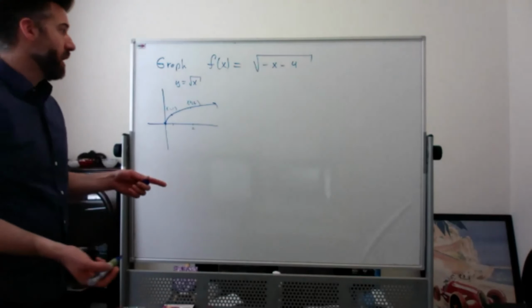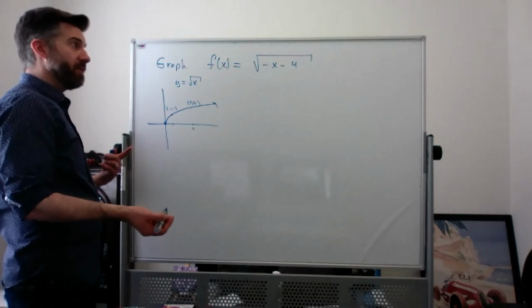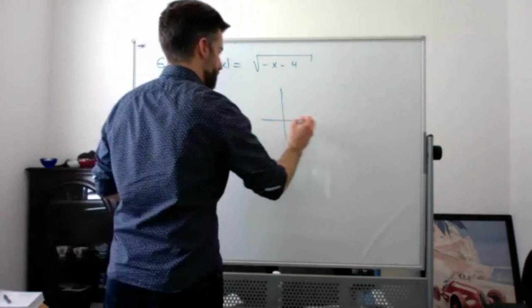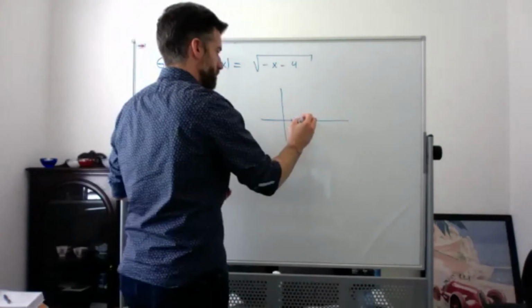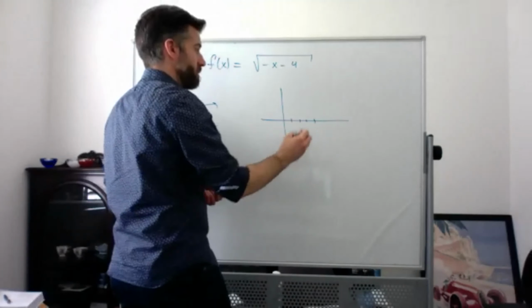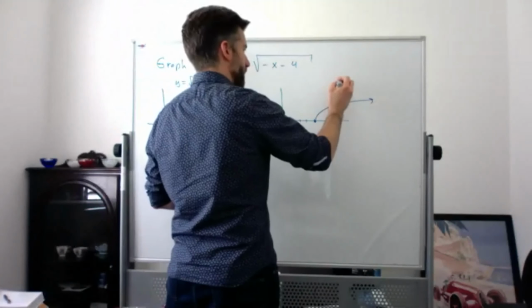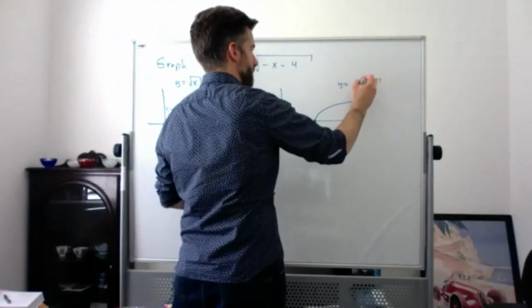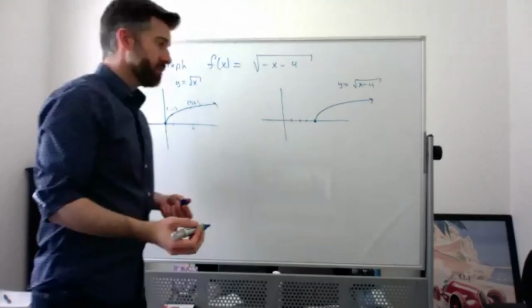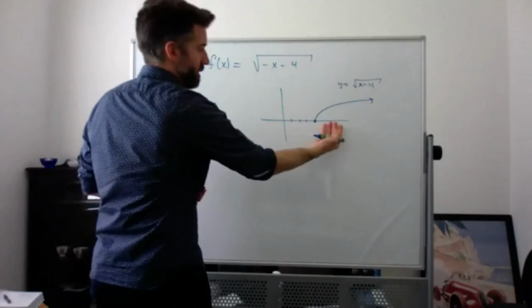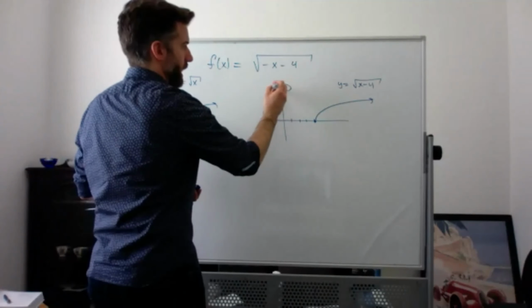And then I'm going to go 4 to the left. Sorry, 4 to the right. I apologize. So I'm going to go 1, 2, 3, 4 to the right. And this is the graph of the square root of x minus 4 without doing the horizontal reflection yet. But then I'm going to take this and I'm going to reflect it all the way around the y-axis.